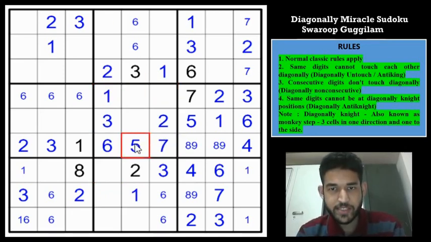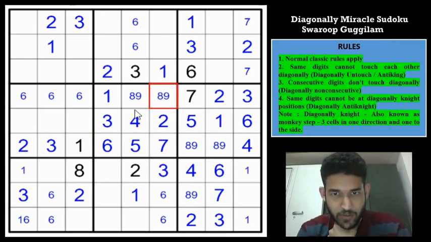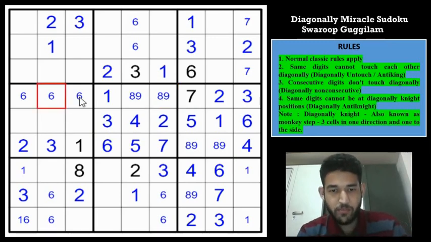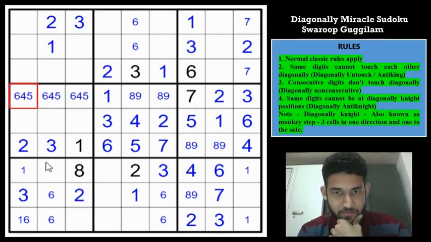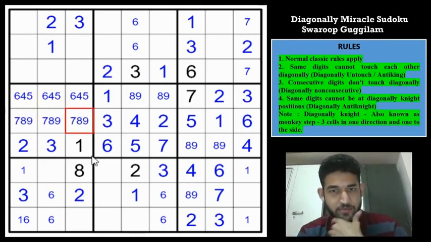1, 2, 3, 5, 6 and 7, remaining are 4, 8 and 9. You can eliminate the 4 from here and here as well, right? 3 is diagonally consecutive, so 4 has to be here, which means that we can place the 8, 9 here. Can we use the monkey step to resolve this 8, 9? No. So we can place the remaining digits in row 4, 5 and 6. And the remaining here are 7, 8 and 9.